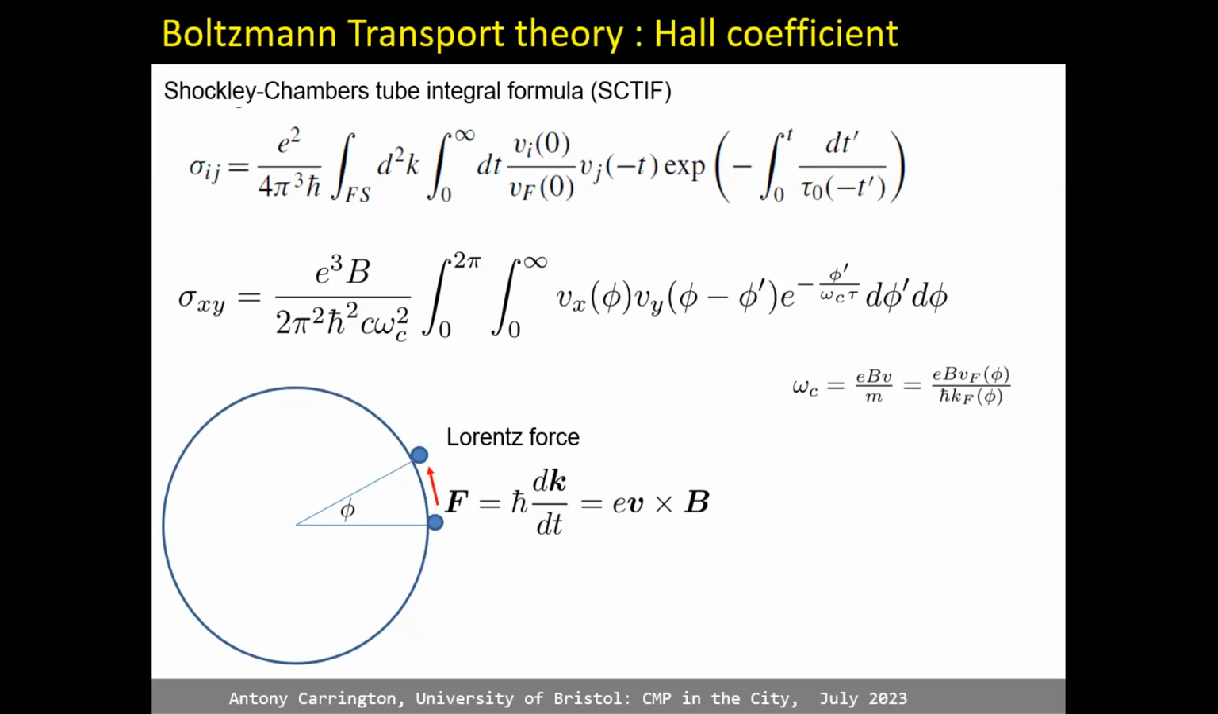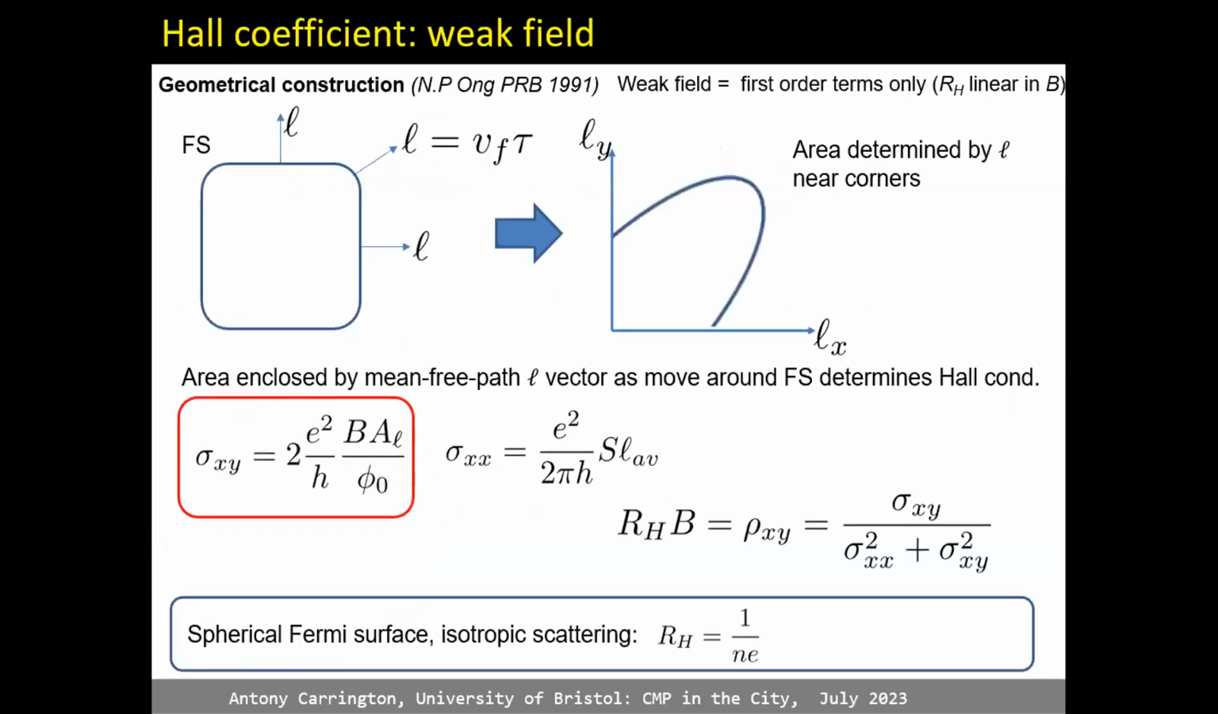So essentially, you've got an exponentially decreasing probability of the electron making its way around the Fermi surface, and the constant of that exponential is the scattering rate. Okay, so if you apply this just in general, there's this very nice method of interpreting the Hall coefficient, which was due to Ong back in 1991.